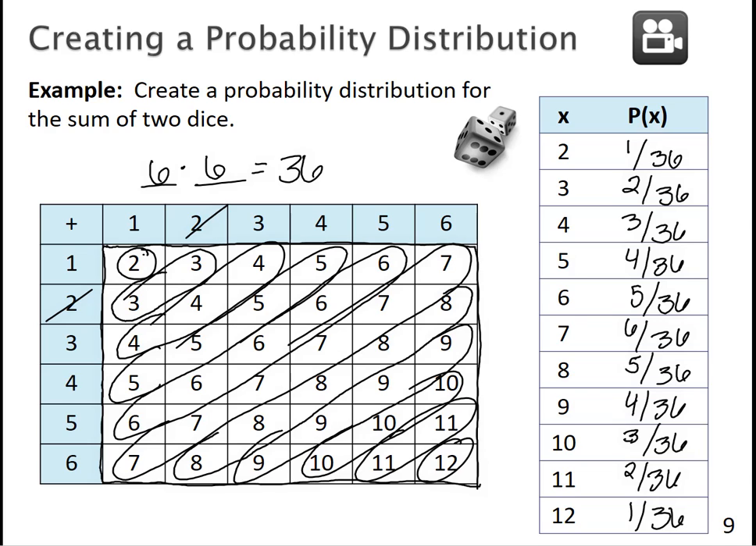Now you notice that I did not simplify my fractions, and that's because you'll see a little bit later that when you add up these entries in your P of X column here, these should all add up to 1 in order to be a probability distribution. So it's easier to add up these fractions when they all have a common denominator. So if you were to add up all of the entries in your P of X column, you would get 36 over 36, which does simplify to 1.